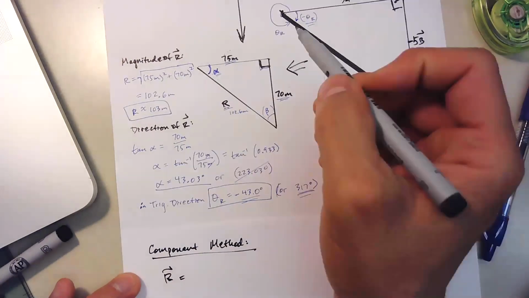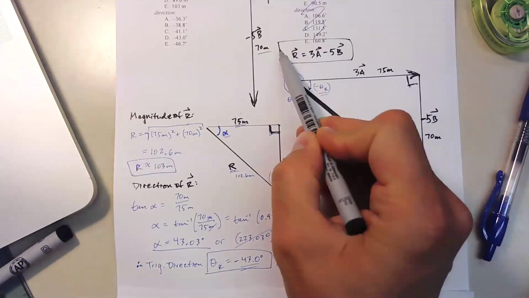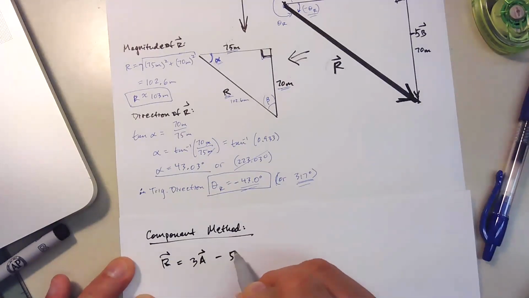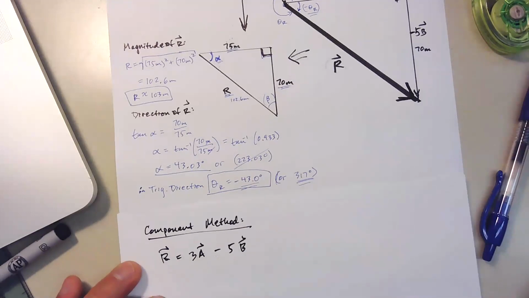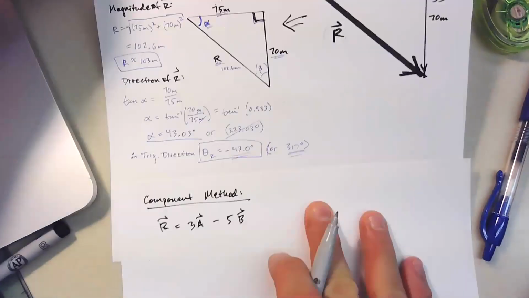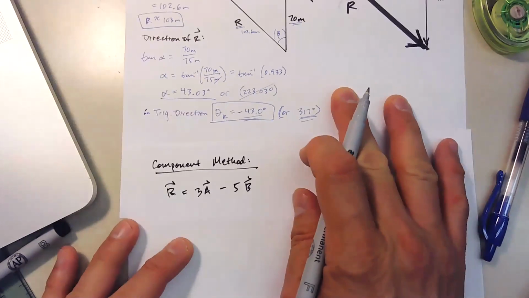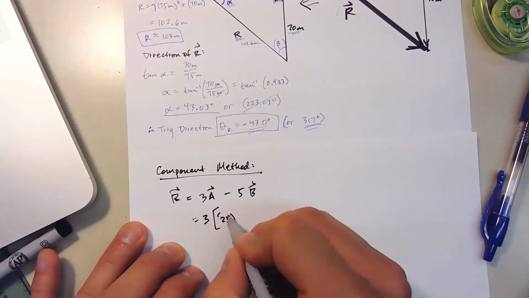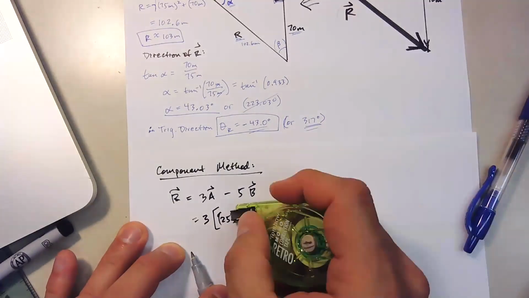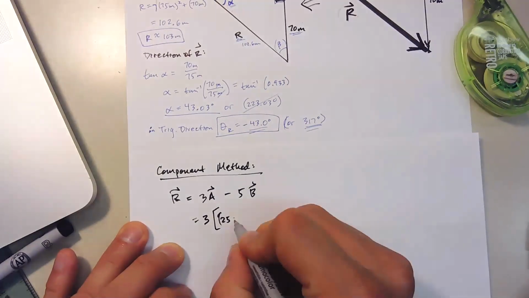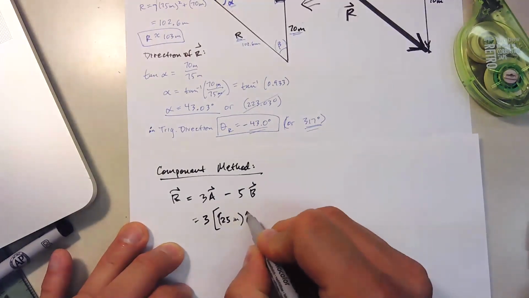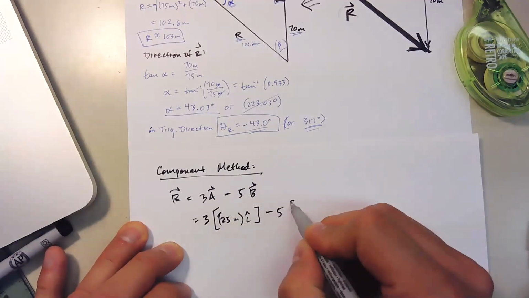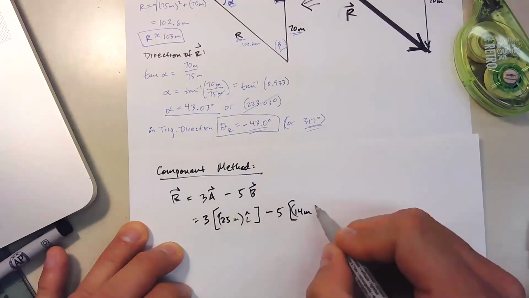What if we start again with our main equation here, writing this out as full vectors. R is equal to 3 times vector A plus negative 5 times vector B. So I know what vector A and vector B are in components already. So that's equal to 3 times, and I'm going to use lots of extra parentheses now just for clarity, 3 times 25 meters times i hat, and that's it. That is vector A, minus 5 times 14 meters times j hat.